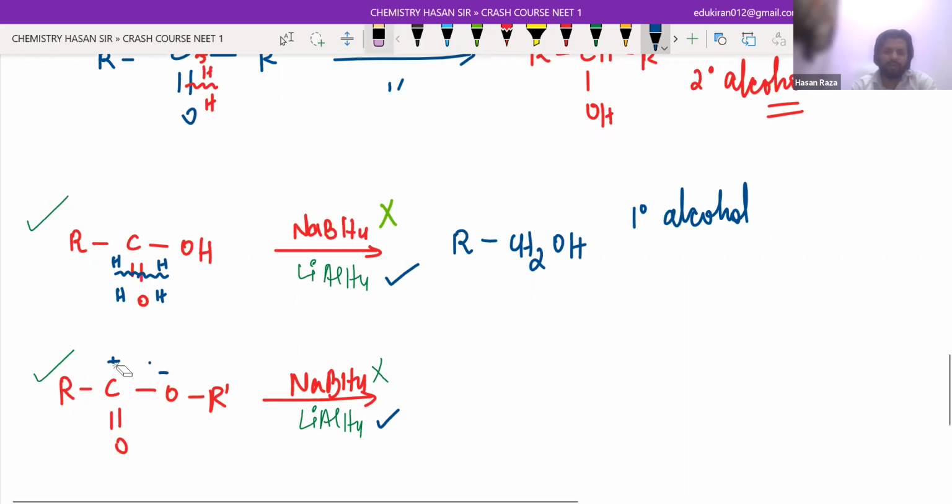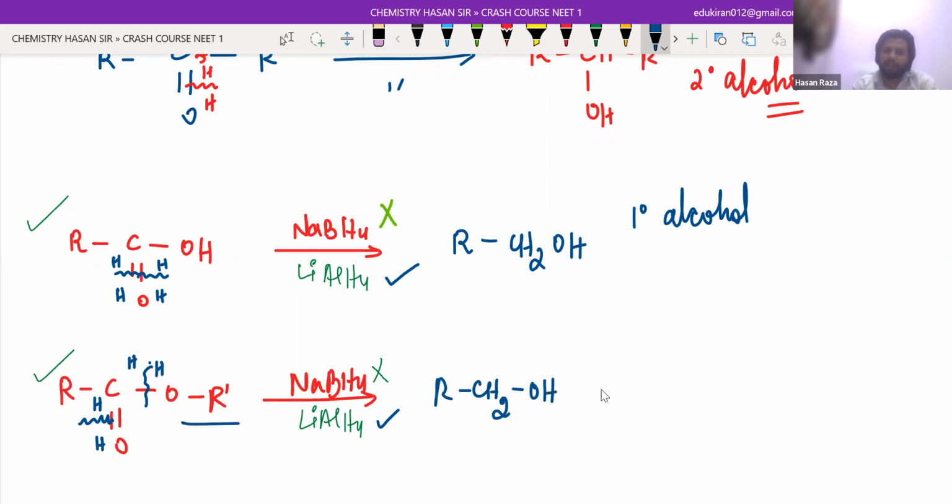Wait a minute. I'm going to show you. So to reduce ester, you are going to break this bond, add hydrogen here and add hydrogen here, and break one bond between carbon and oxygen, add hydrogen here, add hydrogen here. So on the left hand side, you can see you are getting RCH2OH, and on the right hand side, you are getting 2 alcohol from this. But on ester and carboxylic acid, only a strong reducing agent will work, like lithium aluminum hydride. Is that clear?